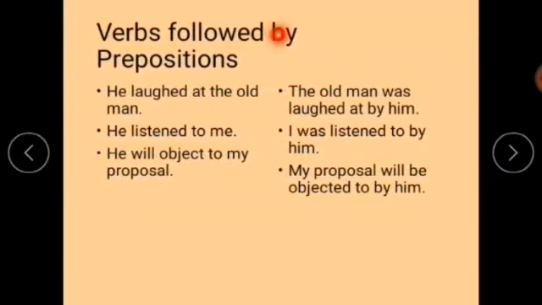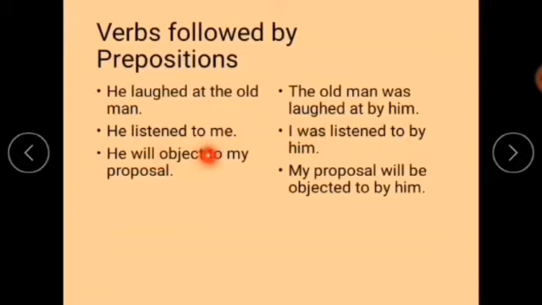Verbs followed by preposition. Many examples you will find where after the verb there will be a preposition. Let us see these examples. He laughed at the old man. The old man was laughed at by him. He listened to me. I was listened to by him.